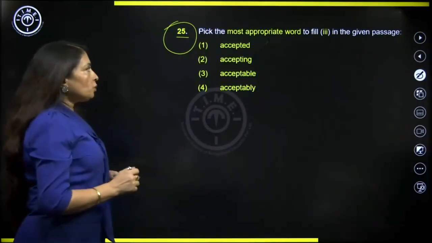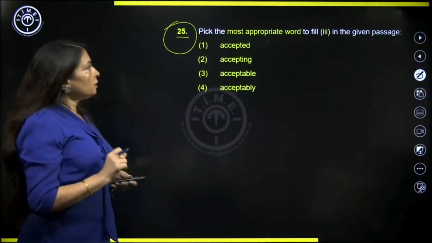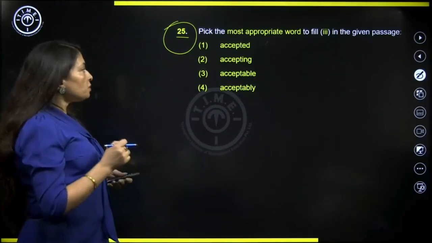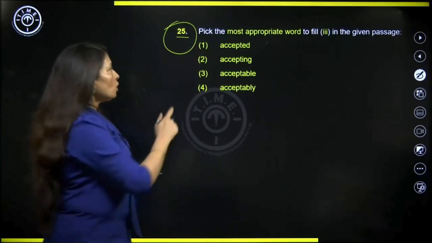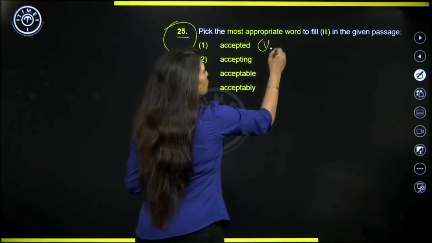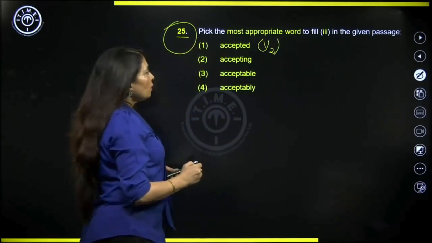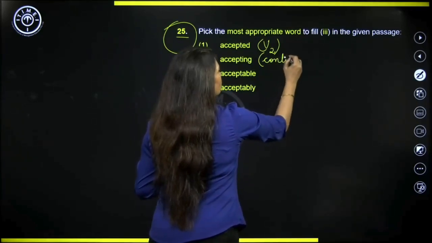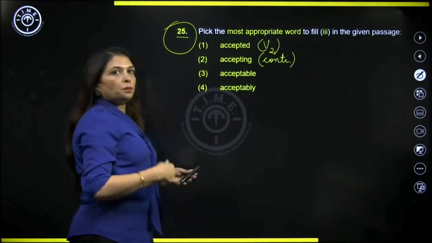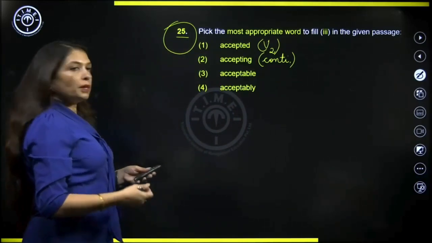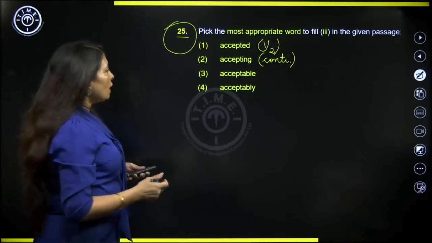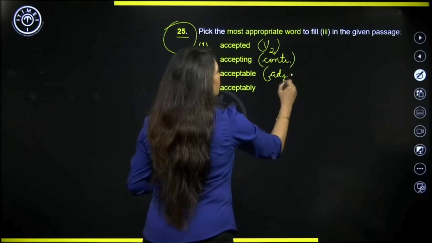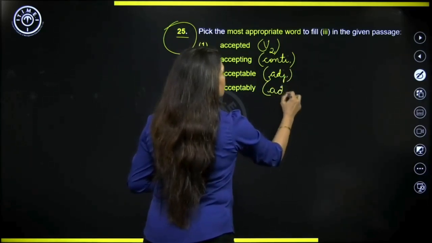Pick the most appropriate word to fill 3 in the given passage. The choices are accepted, accepting, acceptable, and acceptably. So, accepted is V2 or the past tense verb. Accepting is in the continuous form, or we can also consider it to be either a participle or even a gerund depending on the usage. Acceptable is an adjective and acceptably is an adverb.